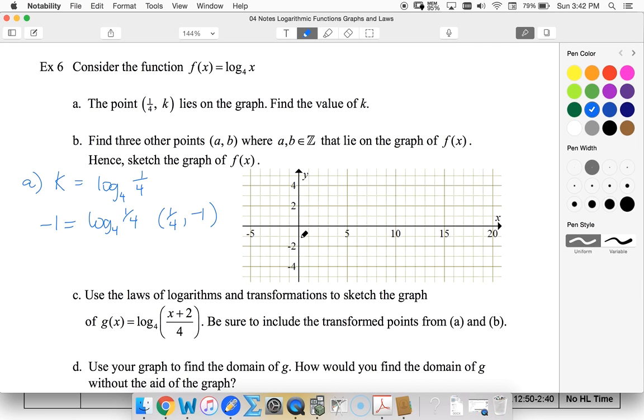So 1/4, -1 is about there. We always go through 1, 0. Log base 4 of 4 is 1. Log base 4 of 16 is 2. So here's my graph. So I wanted to find 3 other points where a and b are integers, and I did that.